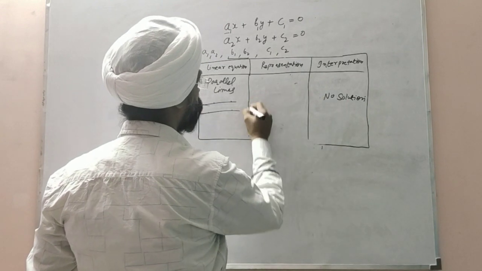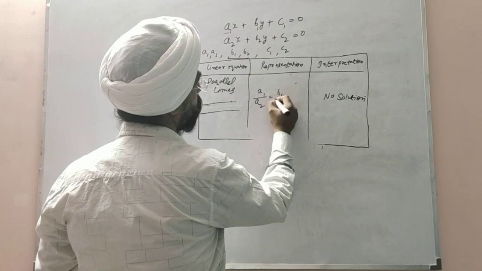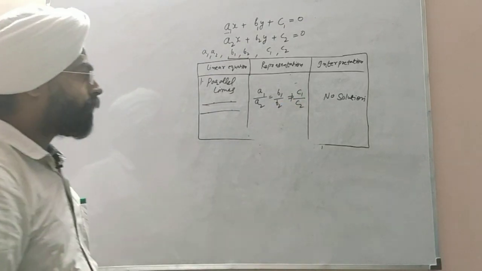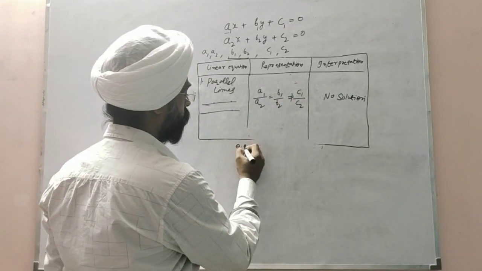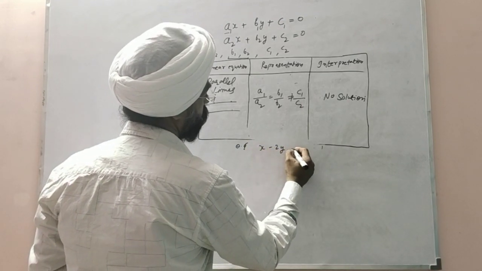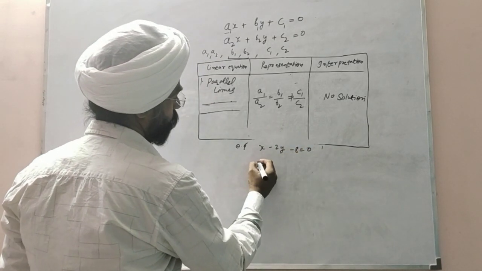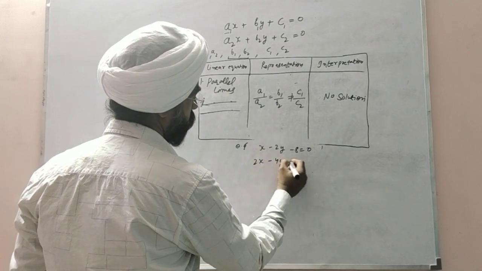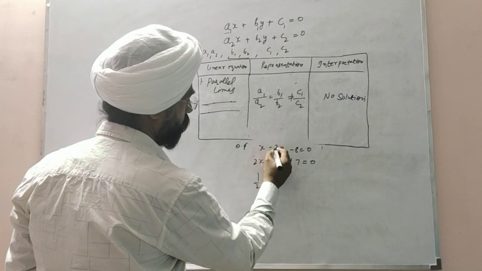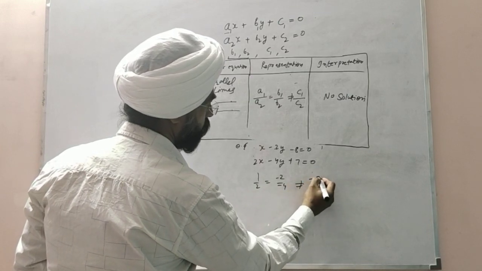And what is the representation of their formula? A1 upon A2 equals B1 upon B2, but it will not be equal to C1 upon C2. Simple. Take any example. If we take x minus 2y minus 8 equal to 0, and 2x minus 4y plus 7 equal to 0. A1 upon A2 is 1 by 2, B1 upon B2 is minus 2 by minus 4, and not equal to C1 by C2, minus 8 by 7.